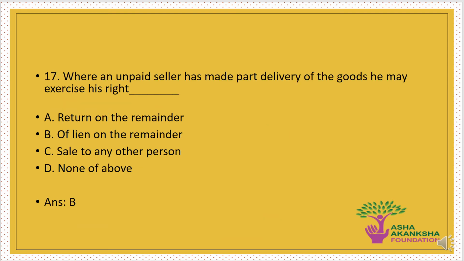The next question is, where an unpaid seller has made part delivery of goods, he may exercise his right of dash. The options are A. Return of the remainder, B. Lien on the remainder, C. Sale to any other person, or D. None of the above. The correct answer to this question is option B. That means where an unpaid seller has made part delivery of the goods, he may exercise his right of lien on the remainder.